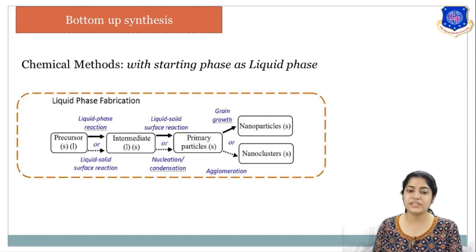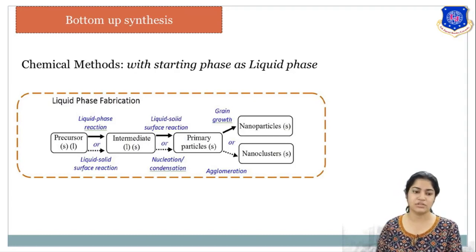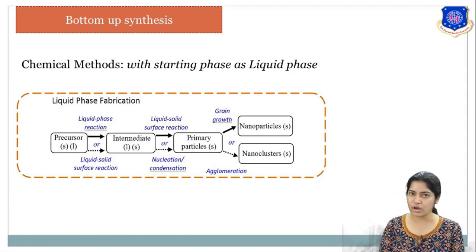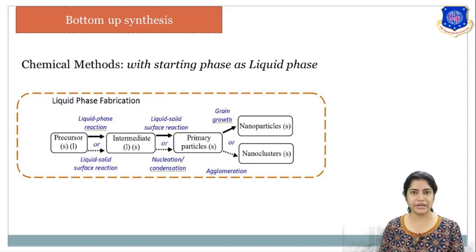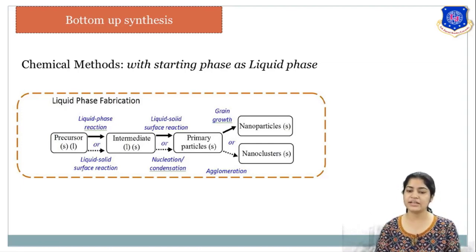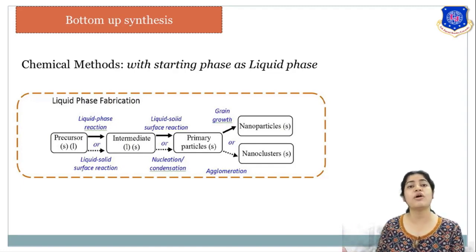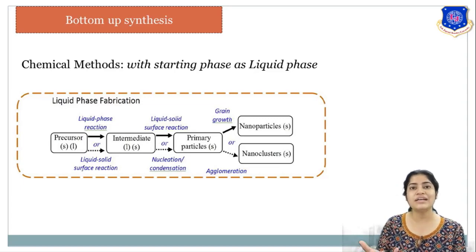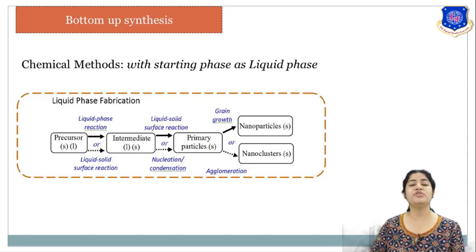Whereas for chemical methods, if your starting phase is liquid phase, once again your precursor is solid or liquid, a liquid phase reaction or a liquid-solid phase reaction occurs and an intermediate is formed. That intermediate on nucleation forms a primary particle, which is also known as a seed. Now further growth will occur, grain growth or agglomeration, and hence you get your nanoparticles or nanoclusters. Once again try to relate crystallization, the formation of sugar crystals. The base is liquid sugar solution, from which you are getting a new thermodynamic phase, that is solid crystals, right?